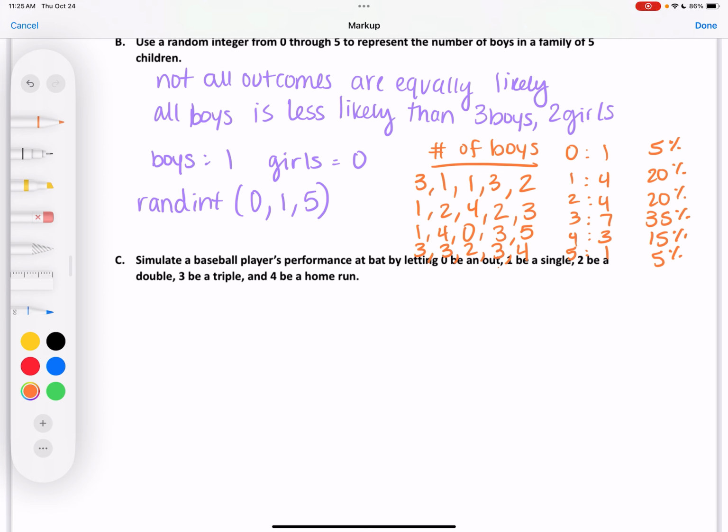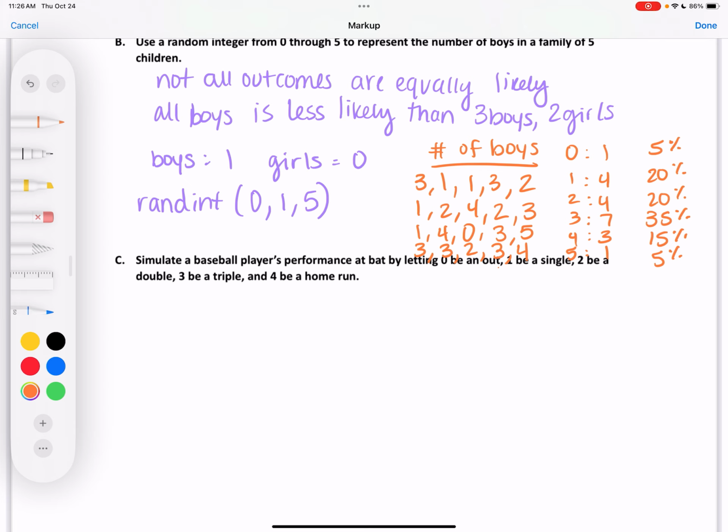All right, so then this last one, simulate a baseball player's performance at bat by letting 0 be an out, 1 be a single, 2 be a double, 3 be a triple, and 4 be a home run. So, I don't know how much y'all know about baseball, but what would the problem with this be potentially? There can be different things that happen that aren't the player's fault. Like someone else's performance can cause it to be an out or something. That's a possibility.